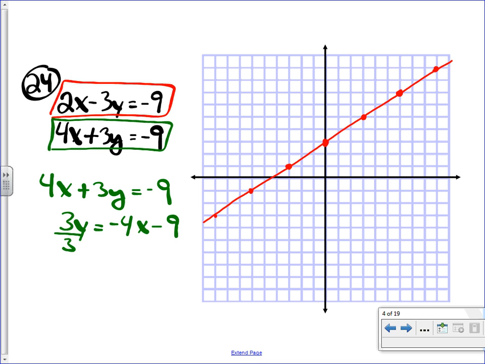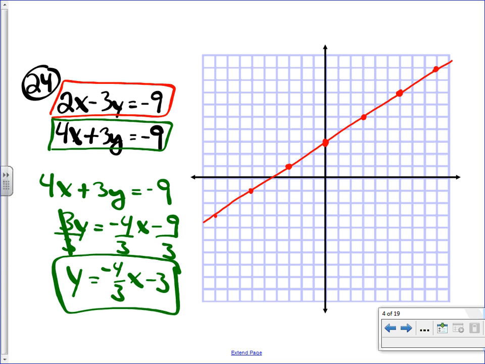Now I'm going to divide by 3. And a negative 4 divided by 3 would be a negative 4/3. And a negative 9 divided by 3 would be a negative 3. So here's our new equation. That's what we're going to be graphing.